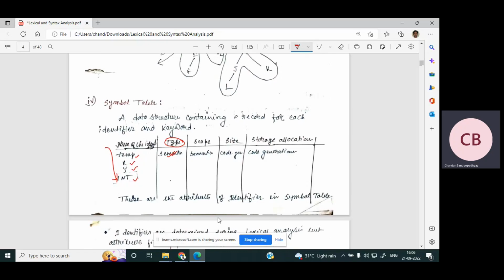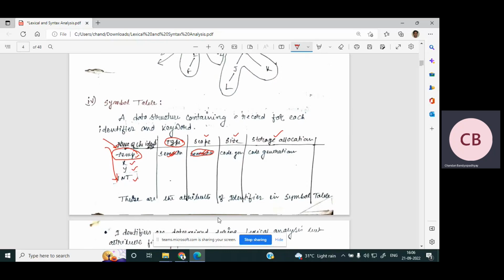Once the token is generated and accepted as a valid token in the lexical phase, it is inserted in the symbol table. This cell is filled in the semantic phase. For example, scope, whether the variable has a local scope or global scope. Again, that sensitivity part is filled by the semantic analyzer. For example, size, whether it is a long int or short int. Or the storage allocation, the memory address, in which memory it is stored.